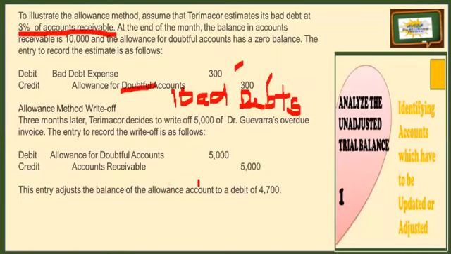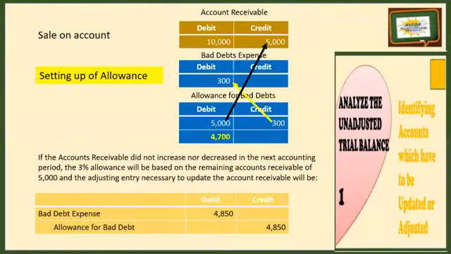So, if this is the entry, we already have an allowance from the previous month, 300 pesos. Then, there is a debit of 5,000 pesos. This entry adjusts the balance of the allowance account to a debit of 4,700. So there is a debit balance in the allowance for doubtful accounts. In the ledger, it would appear like this.